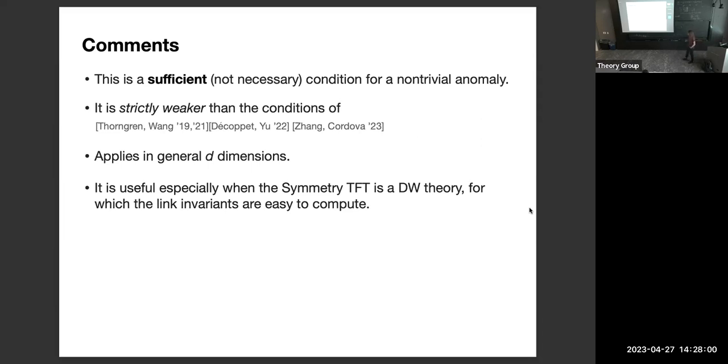So this is weaker. The upshot is that this is a test I can apply in general D dimensions. And like I said, it can be especially useful in these scenarios where I know the symmetry TFT as some Dijkgraaf-Witten theory, possibly with twist. And in such a scenario, these link invariants are very easy to compute. And so this is eminently computable in some situations of interest.